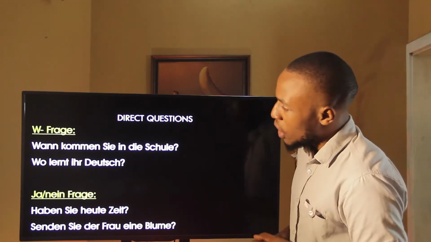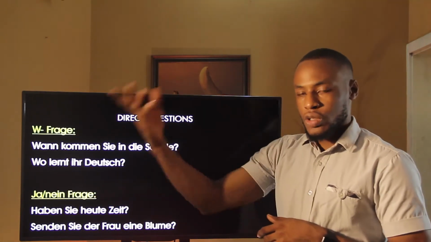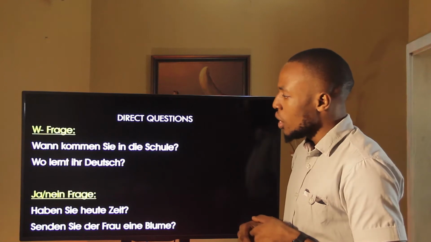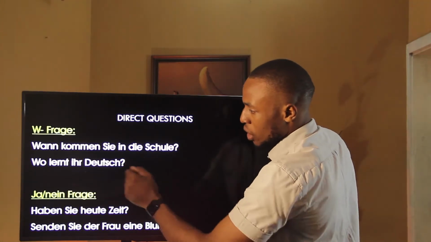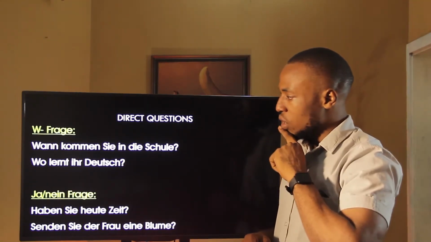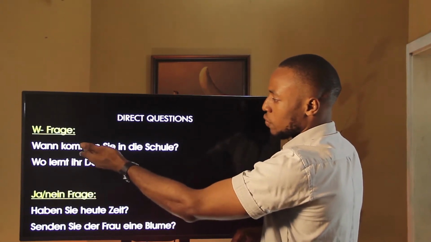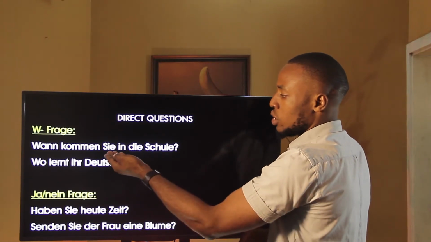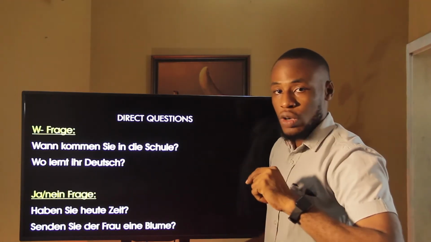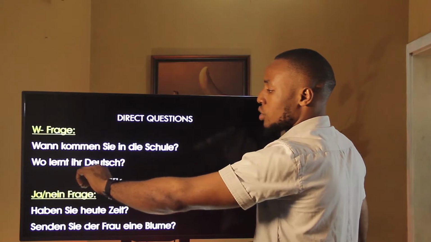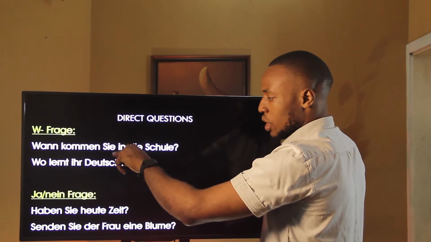If you look here, you notice that we have the W word, which is here, woher, wo, of course, wer, was, wie, and so on. And we'll have the verb as well, which is conjugated in the second position. Here we have kommen, here we have lernen. Verb conjugated in the second position. If you look closely, you notice that the subject is coming after the verb. And of course, the verb is usually conjugated to agree with the subject of the sentence. So the structure simply states that when you're asking a W question in German, you have the W word come first, and you have the verb conjugated in the second position to agree with the subject of the sentence.